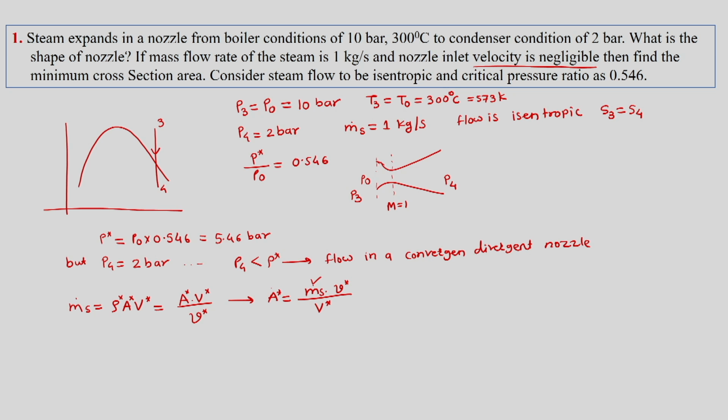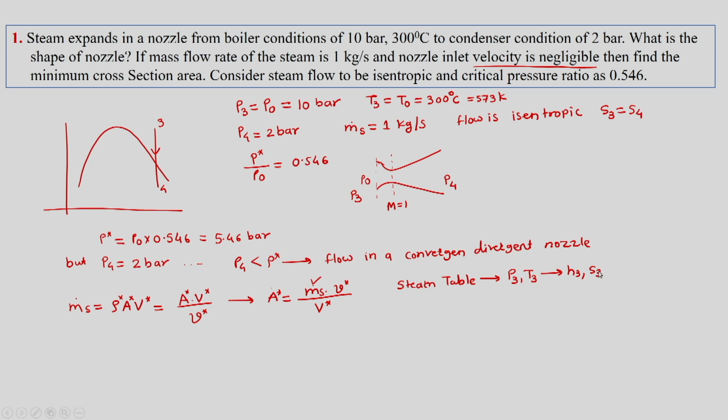We can find out the entropy. We will go to the steam table, and from the steam table, since we know P3 and T3, we can find H3 and also S3.